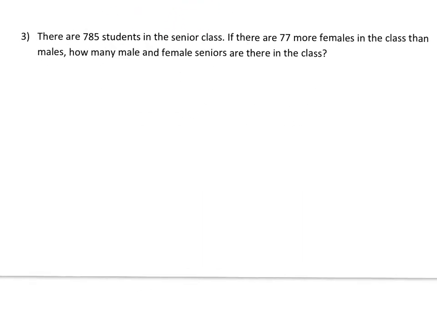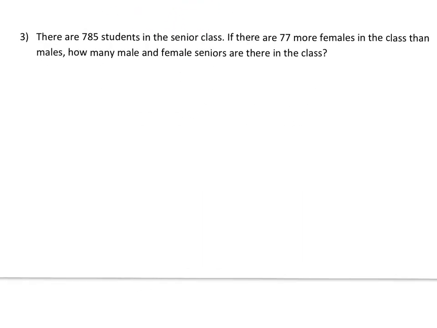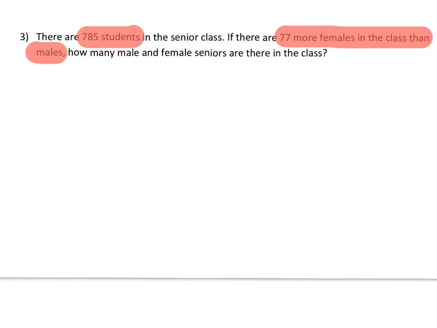Okay, next one here. So there are 785 students in the senior class, period. So like we just talked about, there is one idea right there, done, because there's a period. If there are 77 more females in the class than males, that's kind of important there, 77 more females in the class than males, how many male and female seniors are there in the class?